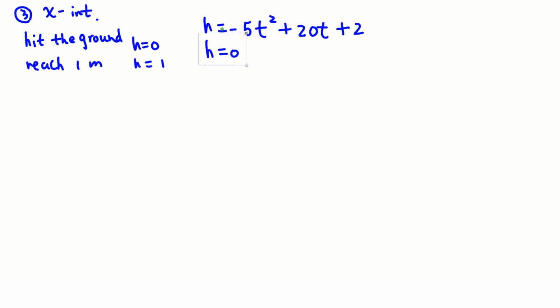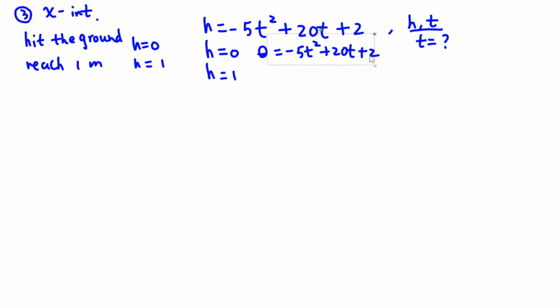In this equation, we have 2 variables, h and t. And when we want to solve one equation, we need to have only one variable left. So if you are looking for t, then the height needs to be given. So hit the ground, height is 0. Reach 1 meter, then height will be 1. So once you sub in, you will find 0 equals negative 5t squared plus 20t plus 2 for the first type of question.